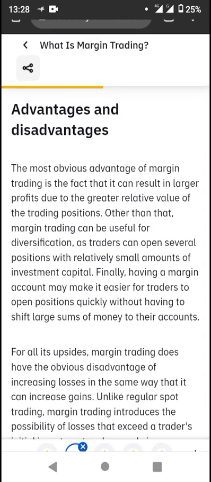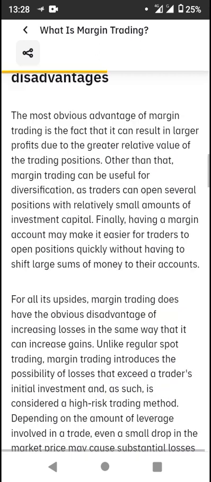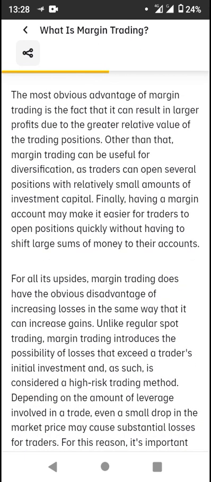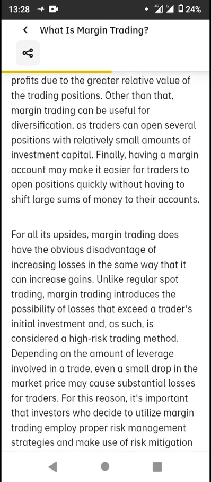Some of the advantages and disadvantages of margin trading. The most obvious advantage of margin trading is that it can result in larger profits due to the greater relative value of the trading positions. Other than that, margin trading can be useful for diversification, as traders can open several positions with relatively small amounts of investment capital. Finally, having a margin account can make it easier for traders to open positions quickly without having to shift large sums of money to their account.